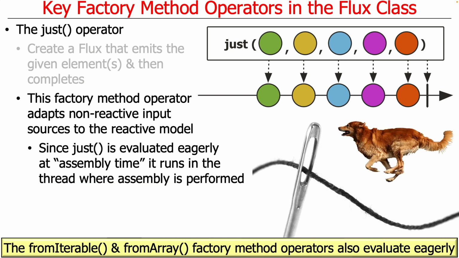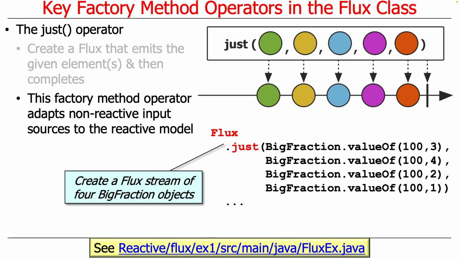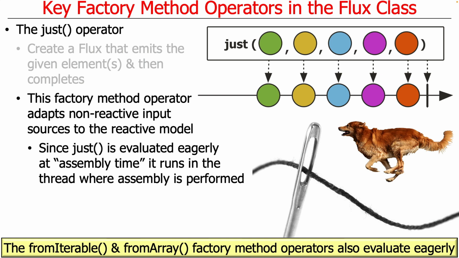Since just is evaluated eagerly at assembly time, it runs in the thread where the assembly is performed. So for example, over here, whatever thread we happen to be calling just in, that is the thread where we will create this Flux. You'll also see when we get to them in a second, fromIterable and fromArray are also factory method operators that are evaluated eagerly. There's one that is not, called from, and we'll talk about that in just a moment too.